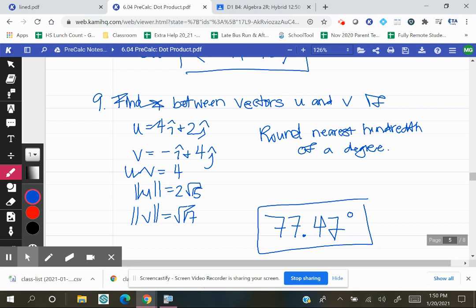All right, please be sure to let me know if you have any questions, and make sure you learn these formulas. So you need to know the formula for finding the angle between two vectors, and also how to find your dot product. Let me know if you have any questions at all.